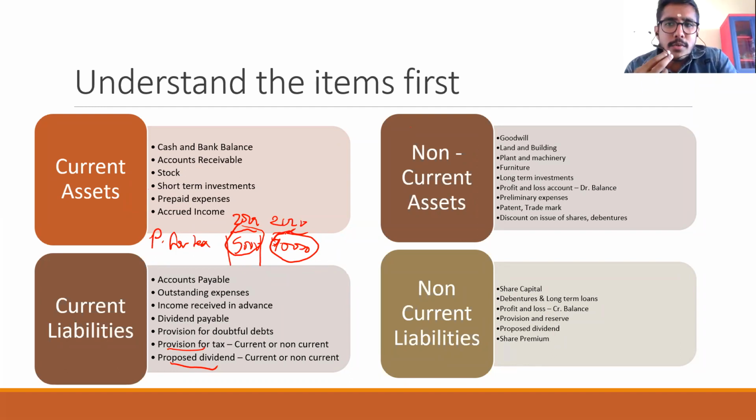2020. We are comparing the last year's items, so 2019 and 2020 data is available. We are preparing the fund flow statement in the year 2020. In 2019, we had mentioned provision for tax, rupees 5,000. What might have happened to that 5,000 this year?